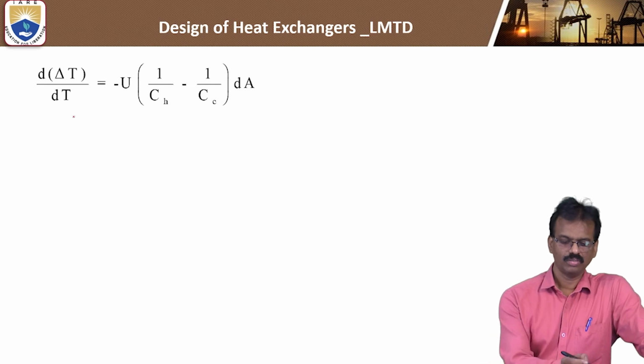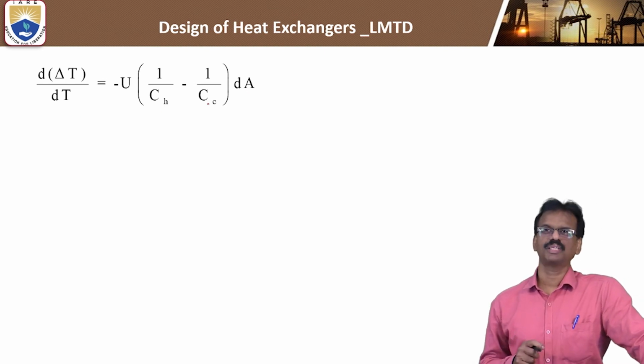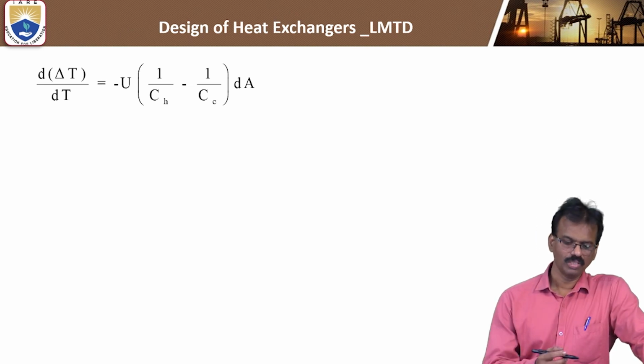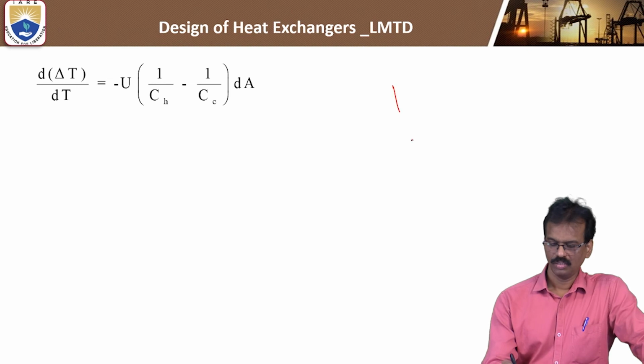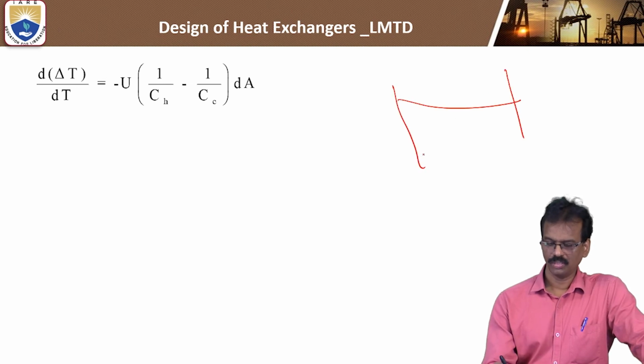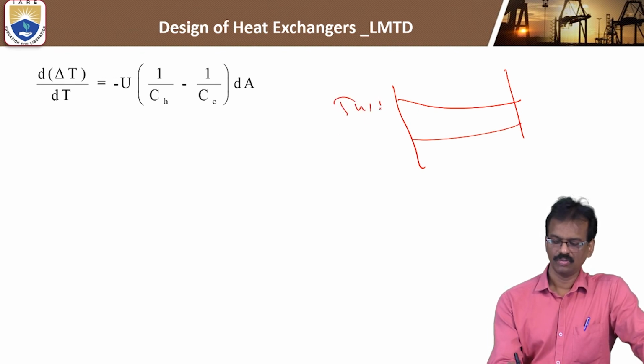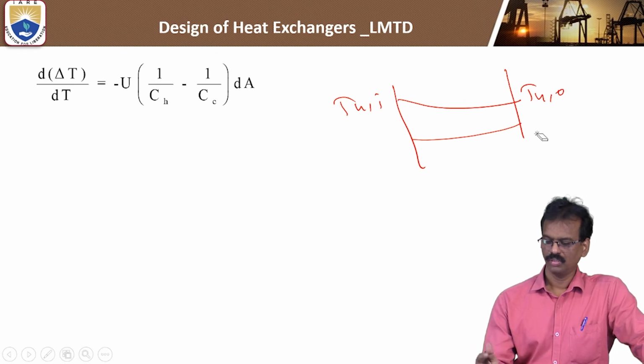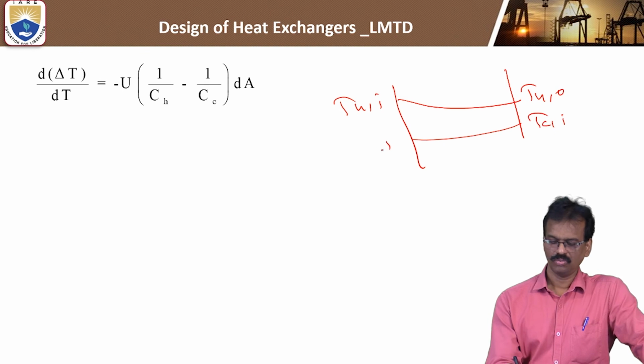Okay, so you can take this dT to this side and dA. So this is the equation for this small elemental area. Then you can integrate this with respect to limits. You will get the entire equation for the total heat exchanger. You know the limits already. So this is the temperature of the hot fluid, this is the temperature of the cold fluid. This is the hot fluid inlet, hot fluid outlet, so cold fluid inlet and the cold fluid outlet.